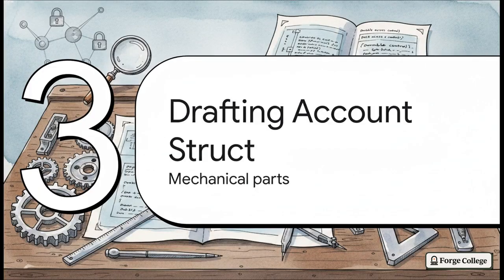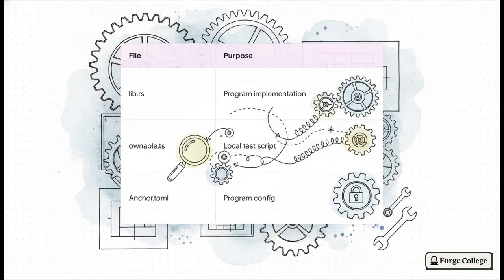All right, Section 3, drafting the account structure, mechanical parts. So to actually build this thing, we need 3 essential files in our workspace. First, lib.rs. That's where our Anchor program logic actually lives. Then, ownable.ts, which is our local test script to make sure the gears are actually turning. And finally, Anchor.toml, our program config. Listen, meticulous syntax here is absolutely non-negotiable. Seriously, one typo and the compiler is going to yell at you before you even get out of the gate.